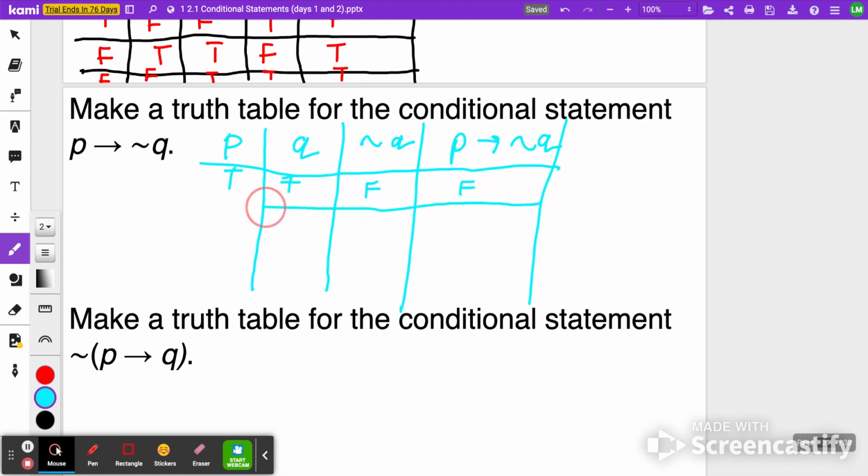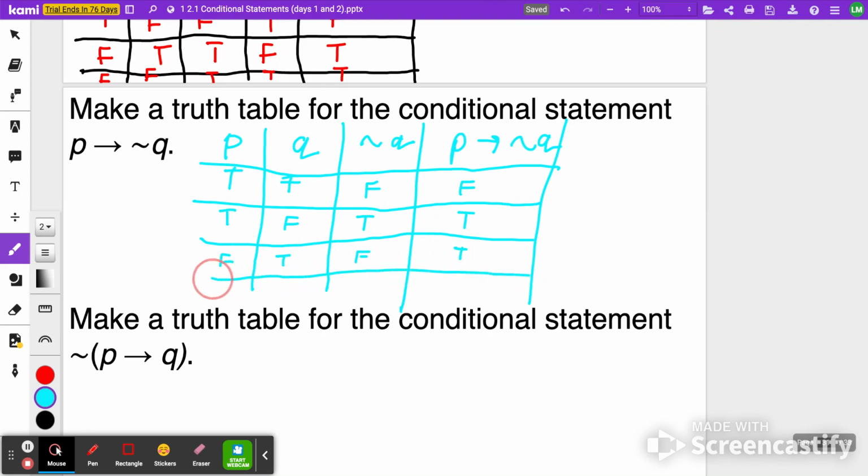Okay, if P is true and Q is false, not Q would be true. So from P to not Q, that would also be true. If P is false and Q is true, not Q would be false. So from P to not Q, that would be true. And last but not least, if P is false and Q is false, not Q would be true, and the whole entire conditional statement of P to not Q would be true.